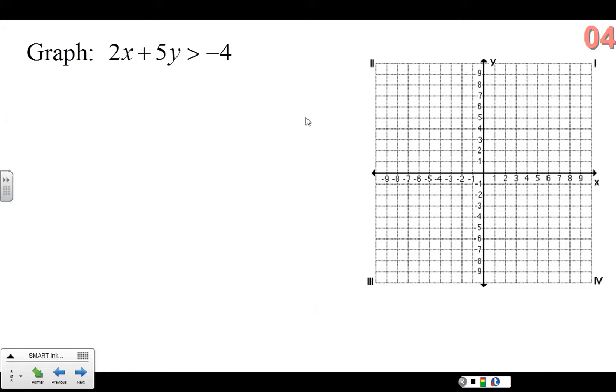2x plus 5y is greater than negative 4. So this time, since it's not equal to, we're going to use a dotted line. I'm going to do intercepts to graph this one instead of the slope-intercept form. I know the x-intercept would just be pretending like the y is not there. So 2x equals negative 4. x would equal negative 2. So I'm going to plot a point on the x-axis at negative 2. And if I were to pretend like the x is not there, 5y equals negative 4, y equals negative 4/5 on the y-axis, which is almost down to negative 1. So there are my 2 points that define my line. So I'm going to do a dashed line.